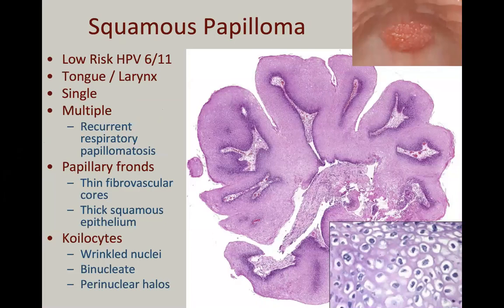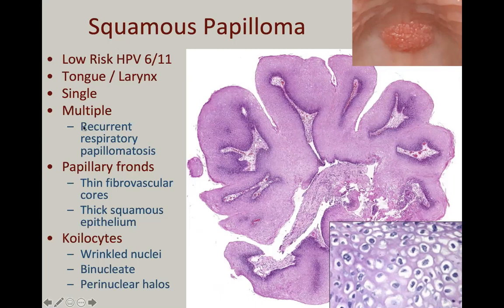Additional infectious diseases of the oral cavity and larynx include squamous papillomas. So these are related to low-risk HPV virotypes 6 and 11, which is in contrast to squamous cell carcinomas, which we're going to talk about subsequently, which are the high-risk virus types. These are often single lesions. Here's an example of quite a large one on the palate.